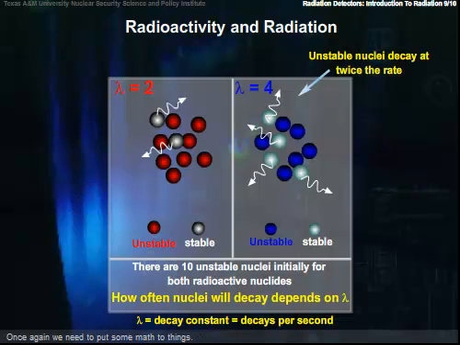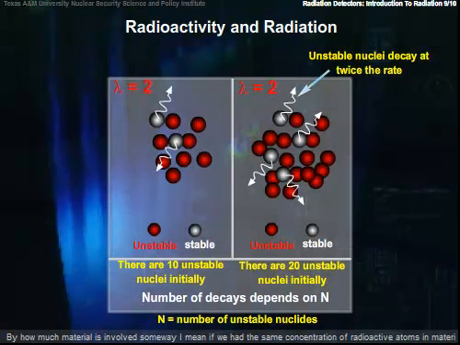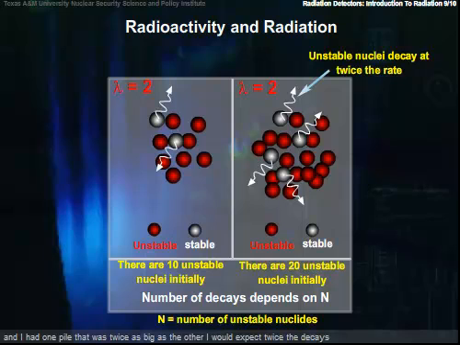Once again, we need to put some math to things, so let's think about how we would go about getting a collection of material that would produce 1 decay per second, for example. Just between you and me, I bet it has something to do with that decay constant we derived earlier. And I also bet it has something to do with how much material is involved. If we had the same concentration of radioactive atoms in a material, and I had one pile that was twice as big as the other, I expect twice the decays in the bigger pile, right?